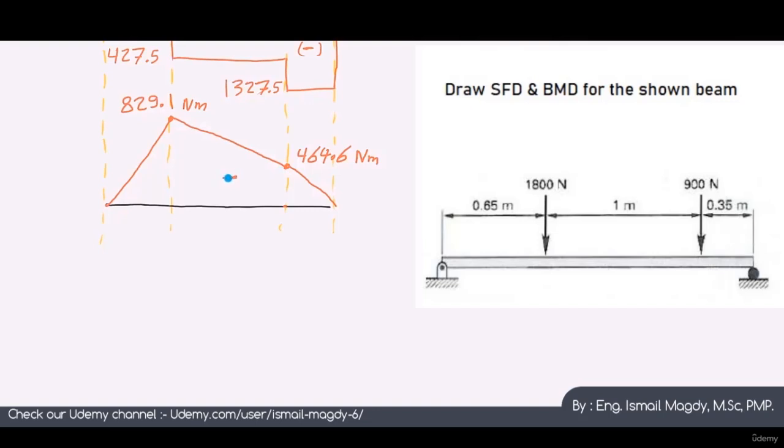And of course the value of the moment is positive. We draw it on the positive side, because if you look at the moment, it is going in this direction, which means it is causing compression at the upper side and tension at the lower side, and we agreed that this is the sign for the positive moment.